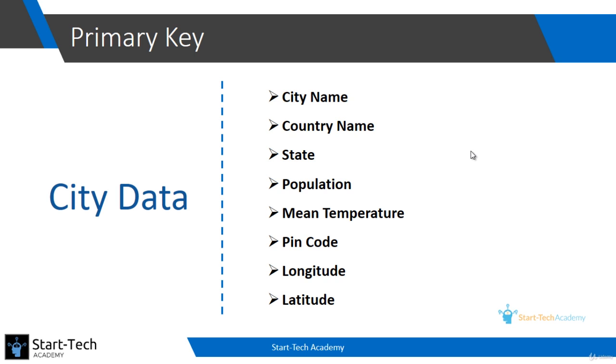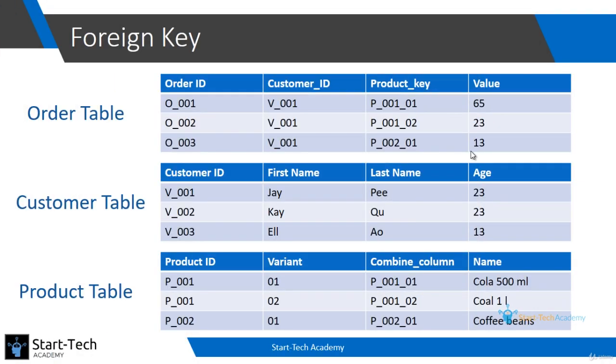Now we will move on to the foreign key. Foreign key is a field in one table that uniquely identifies a row of another table. What I mean by it? Let's revisit our customer, order and product example. So suppose for our order table, we are storing order ID as our primary key and customer ID to identify the customer information from the customer table, and the product key to identify what all products they are purchasing in this order. In this case, customer ID and product key are our foreign keys for this order table.